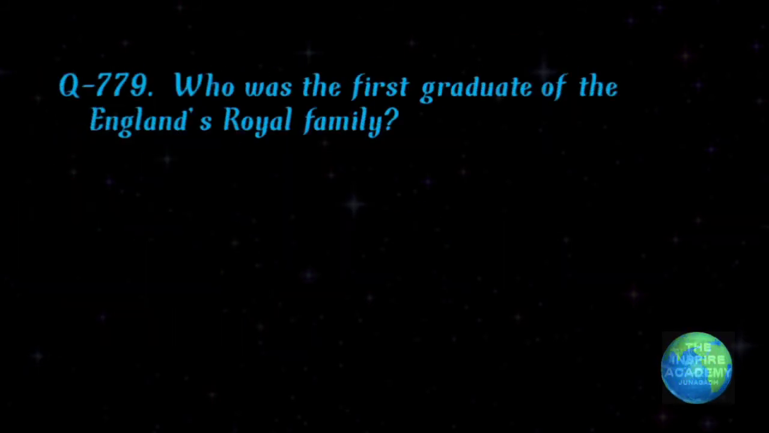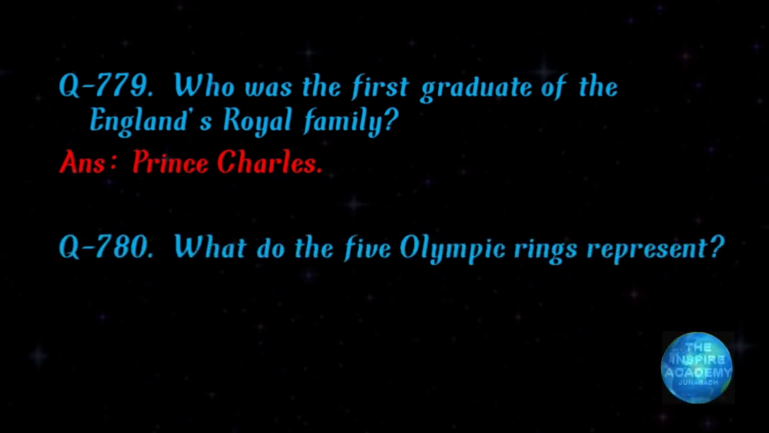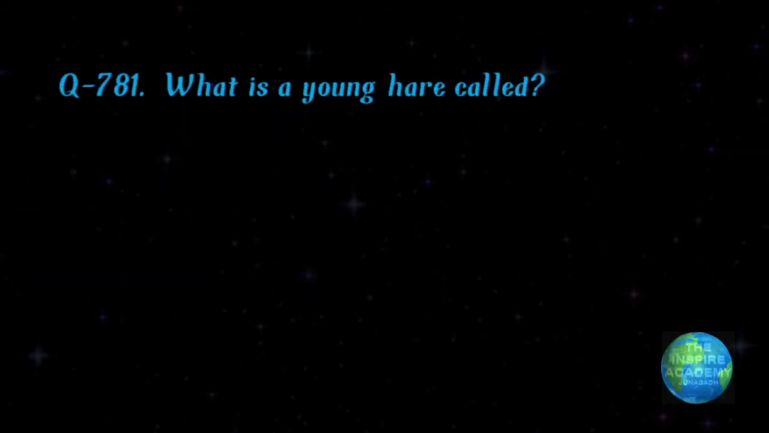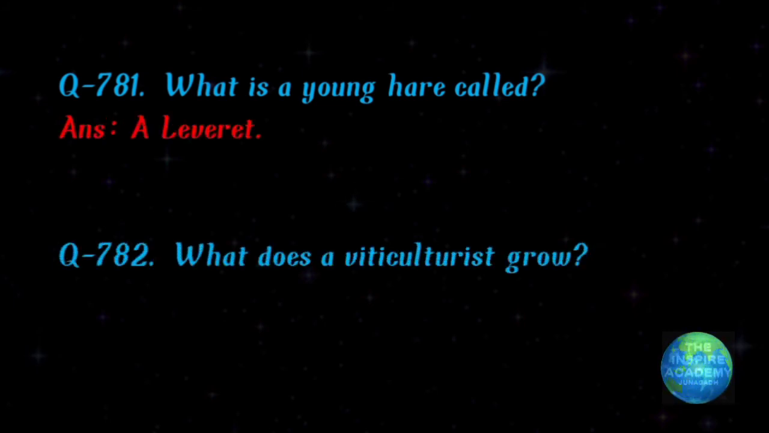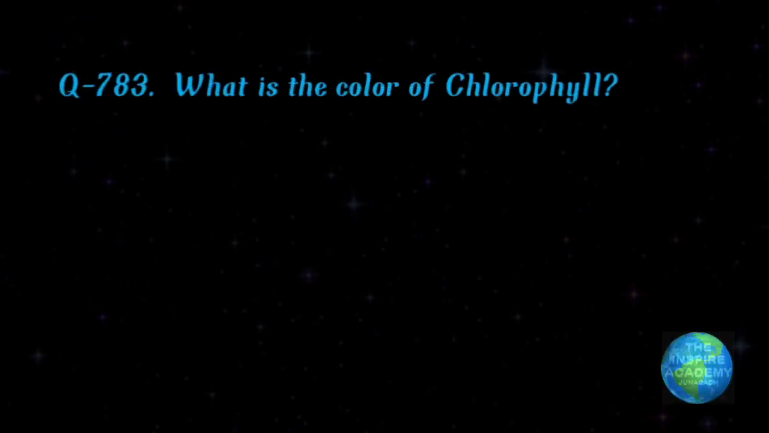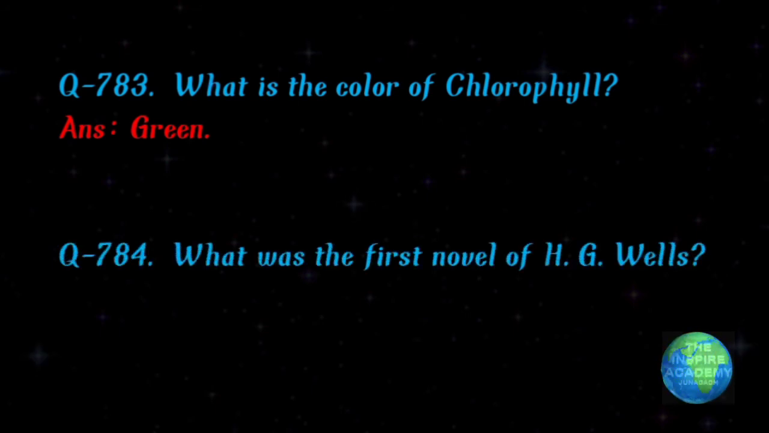Who was the first graduate of England's royal family? Prince Charles. What do the 5 Olympic rings represent? The 5 continents. What is a young hare called? A leveret. What does a viticulturist grow? Grapevine. What is the color of chlorophyll? Green.